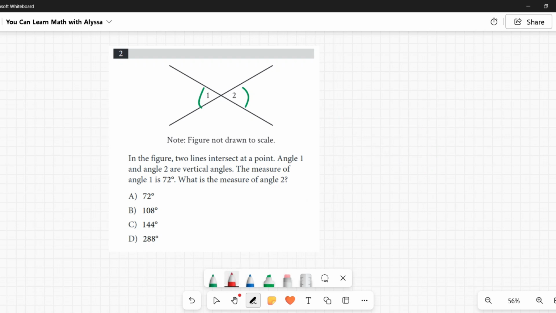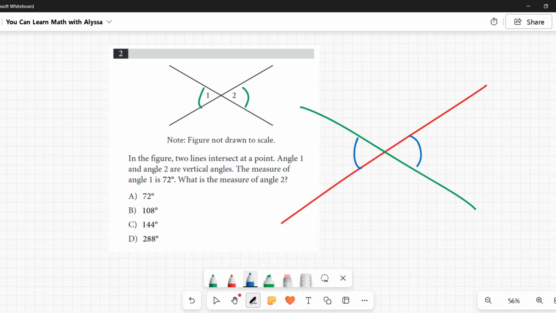If they are opposite, you have an intersection, 2 lines are intersecting. Let's draw this with 2 different colors so it's really clear. 2 lines are intersecting. If I have angles that are opposite each other across that intersection, they will be congruent. Always. These would be congruent. Those are vertical opposite angles as well.